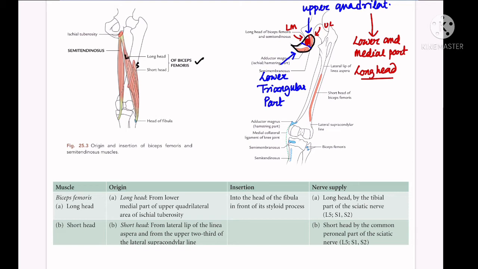Now, after it takes its origin from the lower and medial part of the upper quadrilateral area, it is inserted into the head of the fibula, that I have already told you. Insertion into the head of the fibula over here.